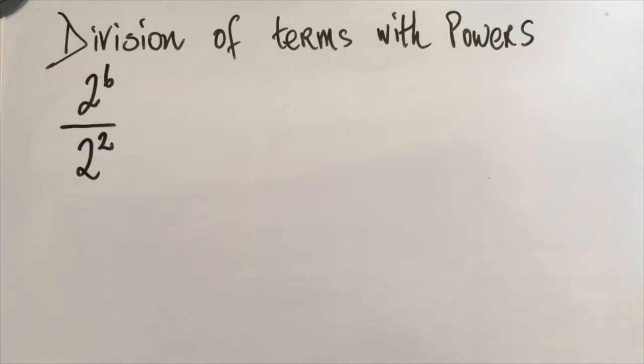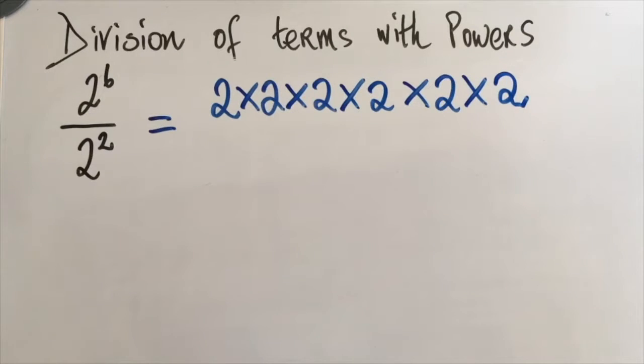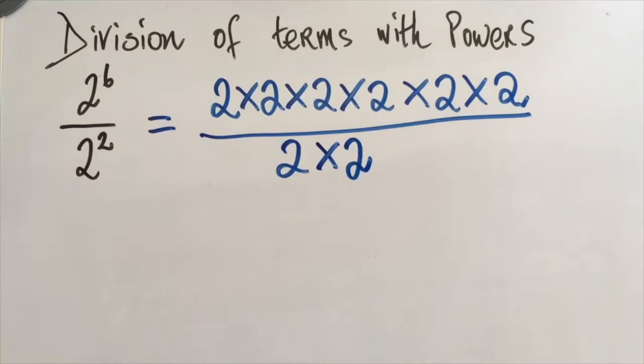Now the first thing I'm going to do is to take the 2 to the power of 6 and write it down as 6 2's with multiplication signs between them. Now I'm going to divide all of that by 2 2's with a multiplication sign between them. Now I can do some cancelling.